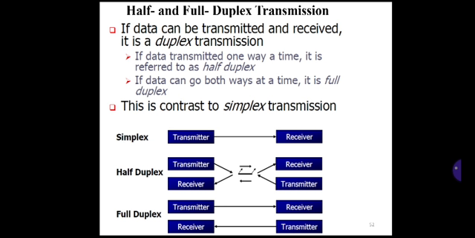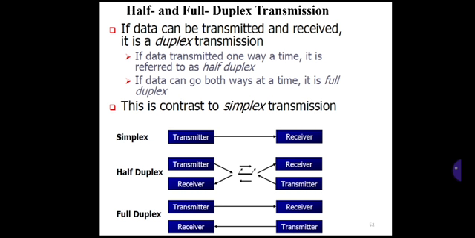The second one is half duplex. Here both operations, transmission as well as receiving, are possible, but one at a time. A transmitter can transmit the data and the receiver on the other side can receive. Then the reverse operation can also take place, but only one at a time. That is half duplex transmission.